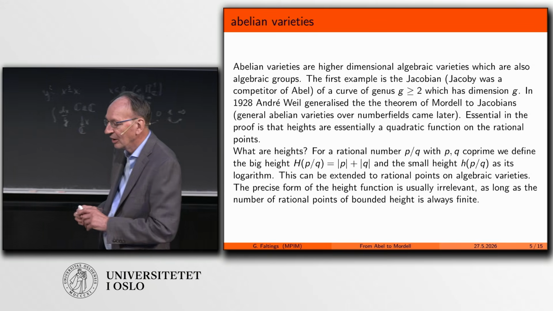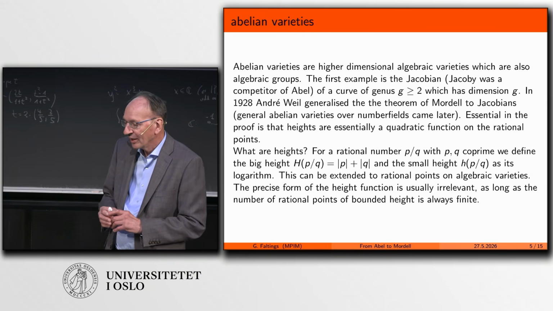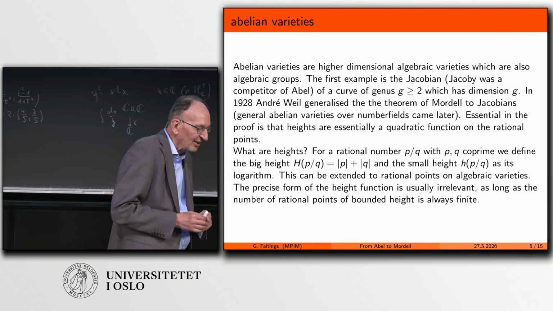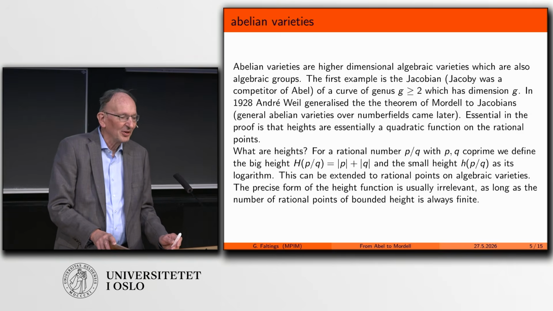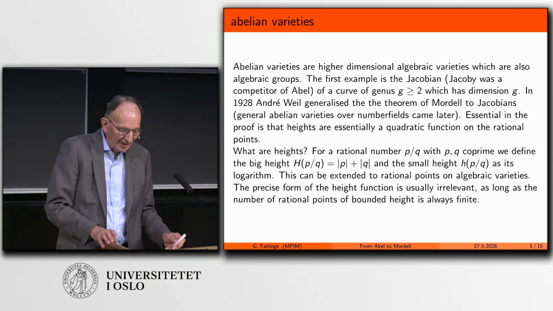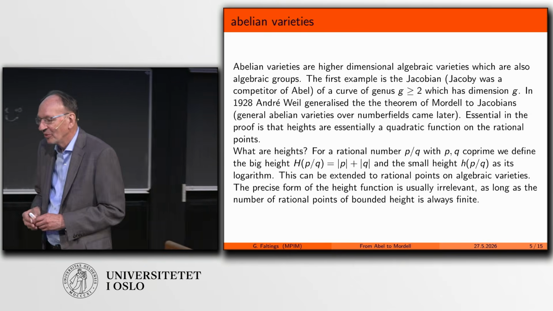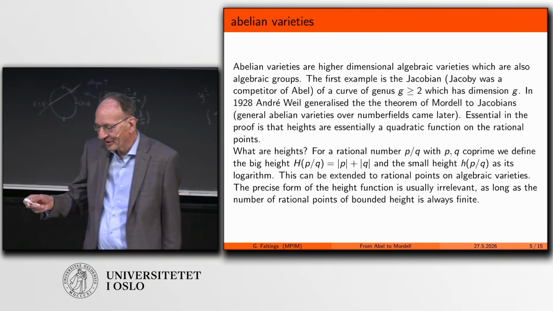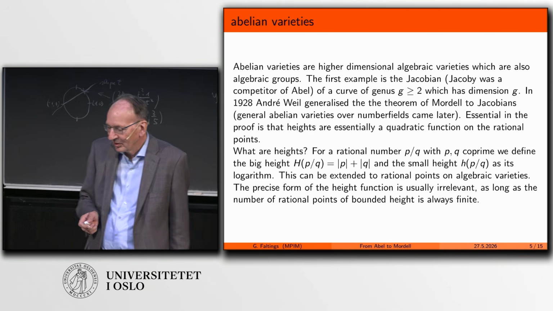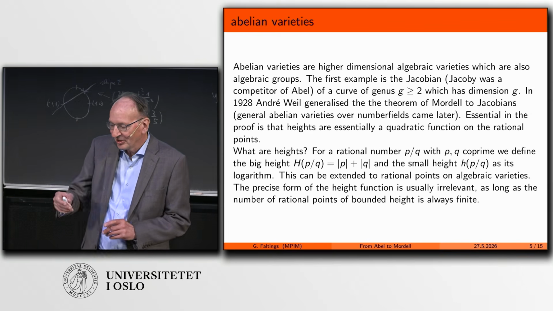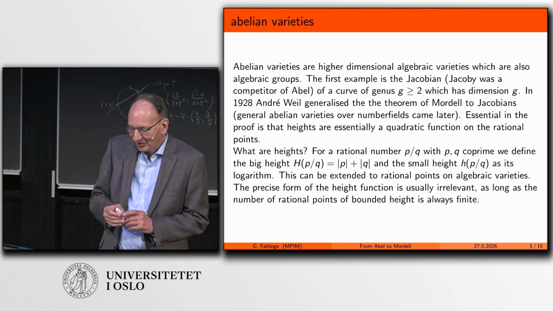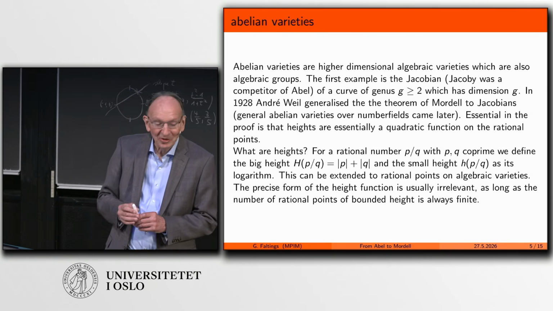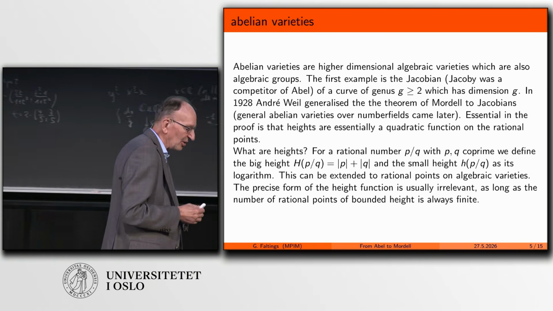Well, and then Weil in 1928 generalized Mordell's theorem to the fact that the rational points over a number field still form a finitely generated group. And in the proof, one uses so-called heights. The height of a rational number, a quotient of two numbers, can be defined as the sum of the absolute values of the denominator and numerator.